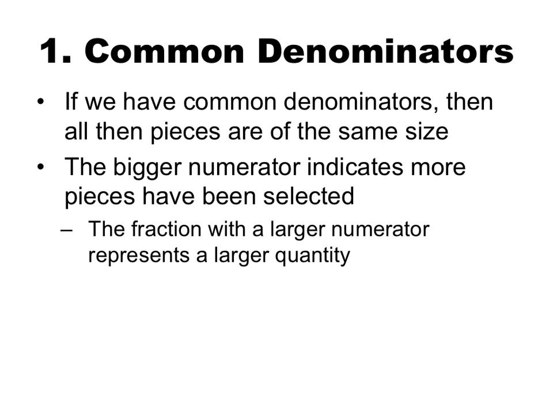So to summarize why the method of common denominators works, if we have common denominators, then all the pieces are of the same size. And then second, the bigger numerator indicates that more pieces have been selected, and so that's why the fraction with the larger numerator represents a larger quantity. Okay? So this is why the method of common denominators works. Common denominators means pieces the same size, bigger numerator means we have more pieces selected, and so we're going to have a bigger quantity.